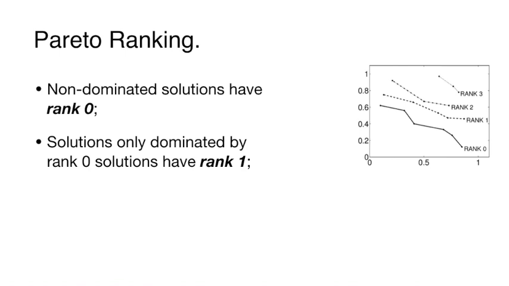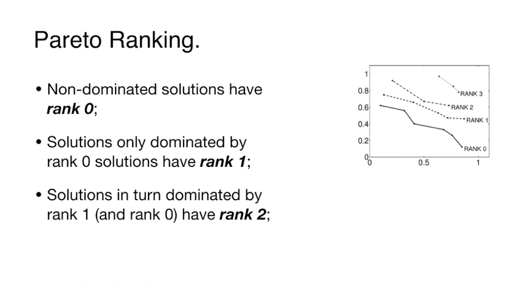Notice that not all the solutions on rank 1 are dominated by all the solutions at rank 0. But there are some rank 0 solutions that dominate every one of these rank 1 solutions. Maybe this one is dominated by this solution, and this one here is dominated by this solution, and so on and so forth. Likewise, there are solutions that are in turn dominated by rank 1 solutions, and they are given a rank 2. And this process goes on.